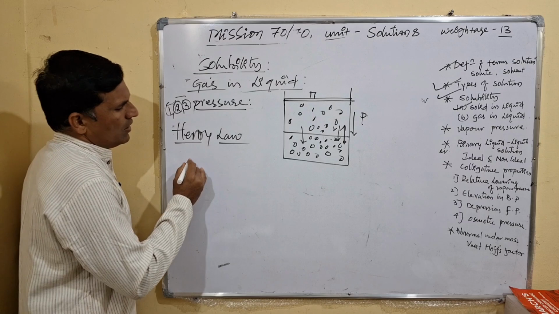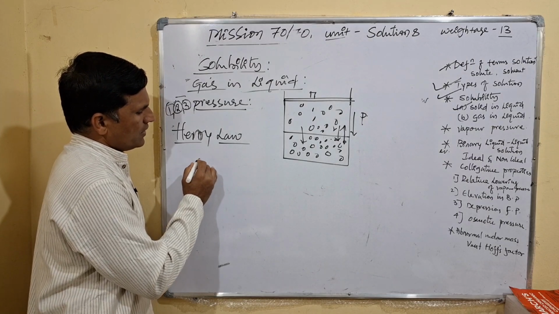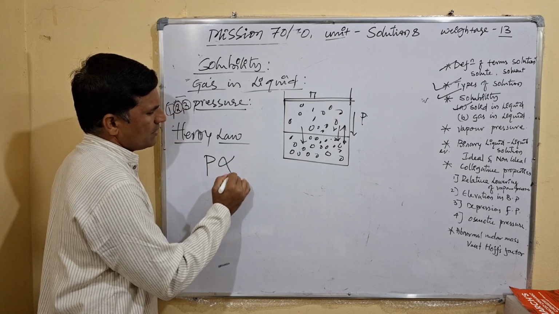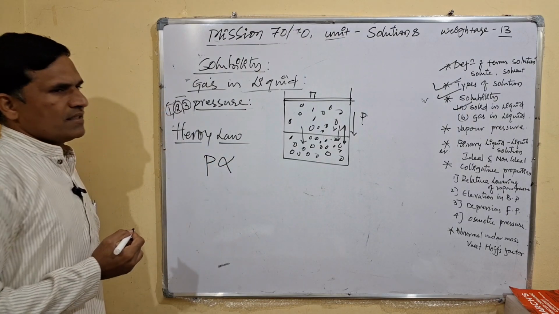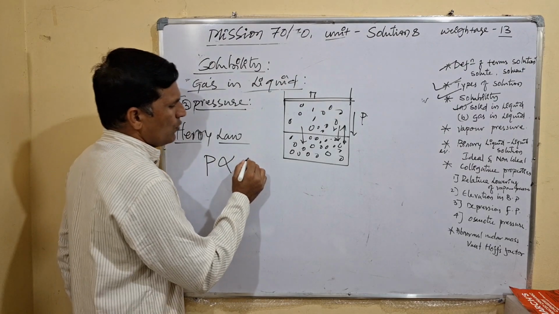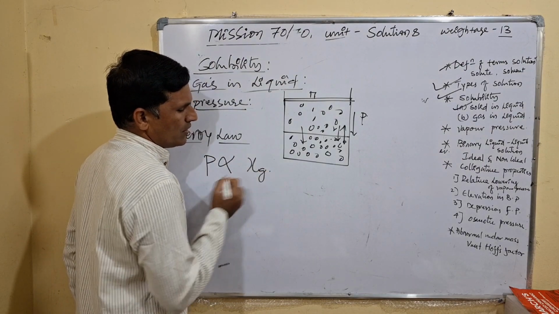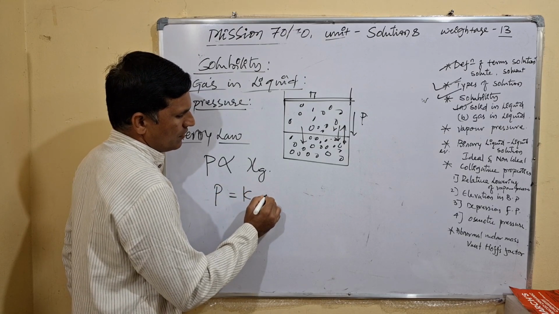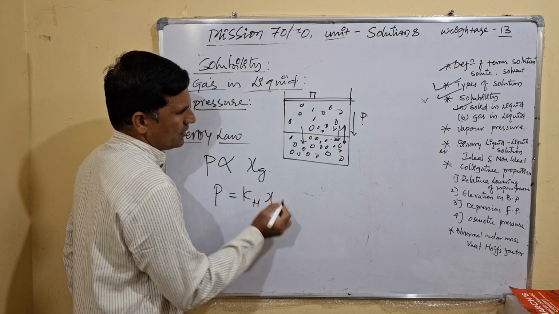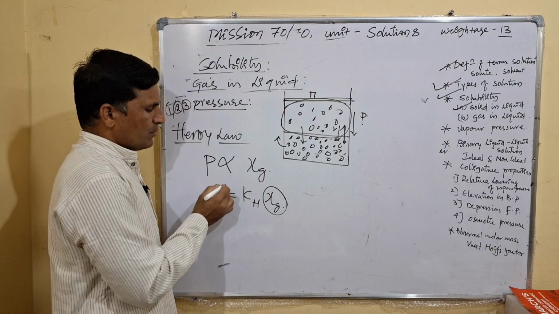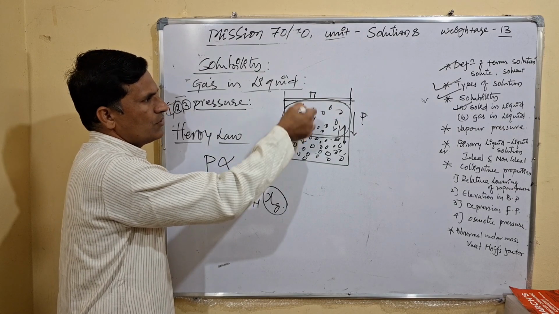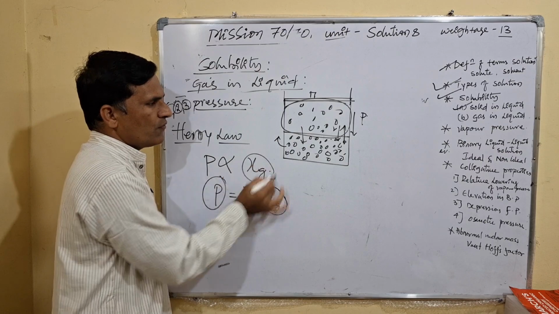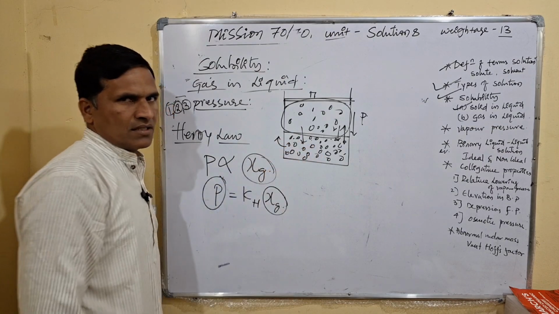So the amount of the gas dissolved is dependent on the partial pressure of the gas, which is directly proportional to the mole fraction of the gas over the surface. So P is equal to KH into what? Mole fraction of the gas. That is, the partial pressure of the gas over the surface of the solution is always directly proportional to the mole fraction of the gas which is present in the given solution.